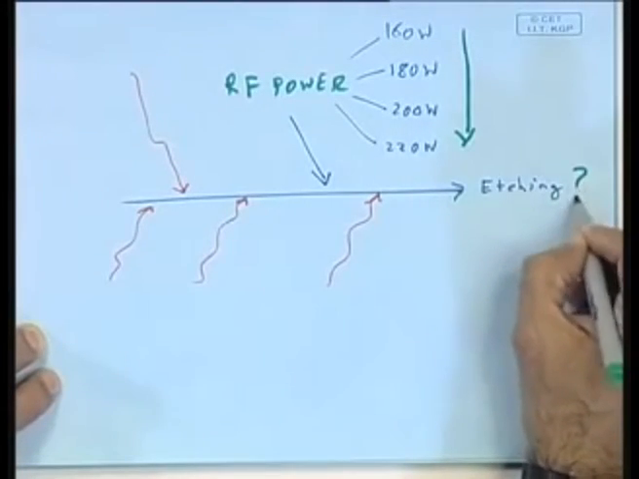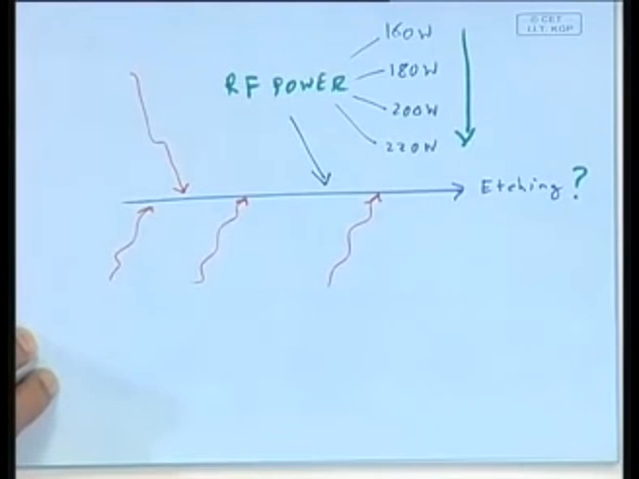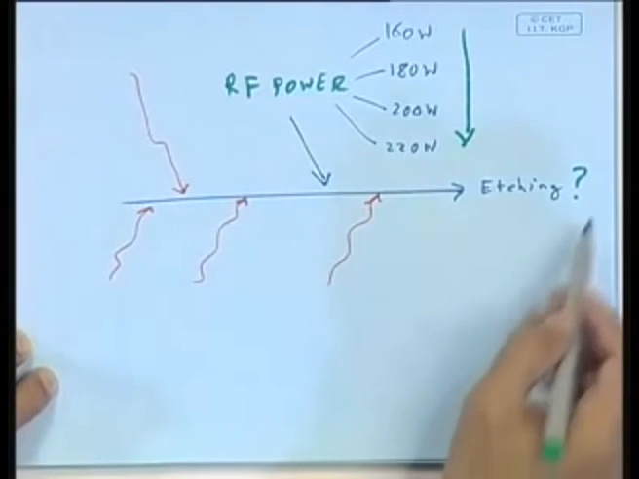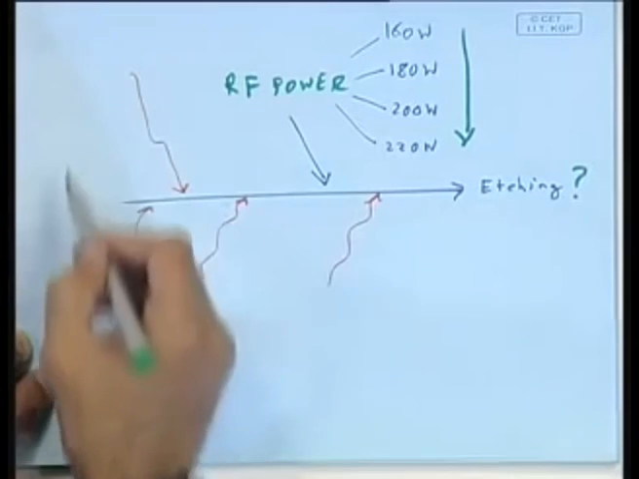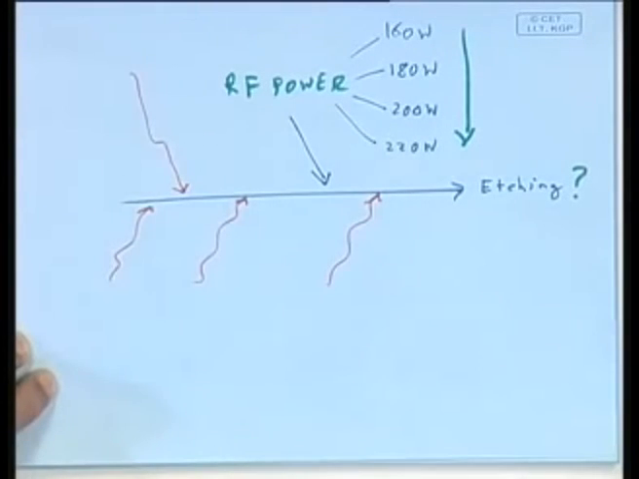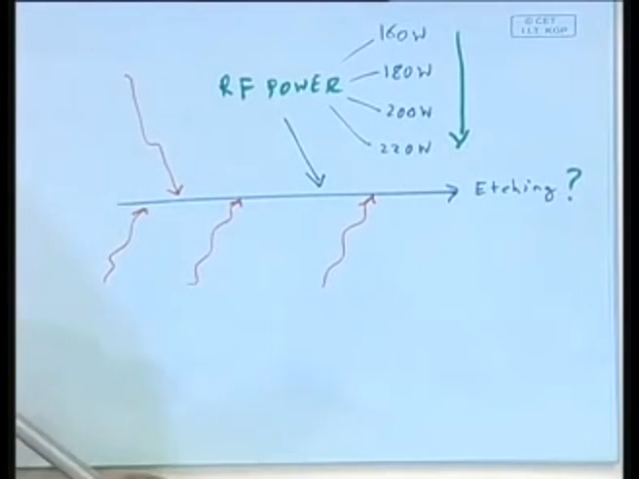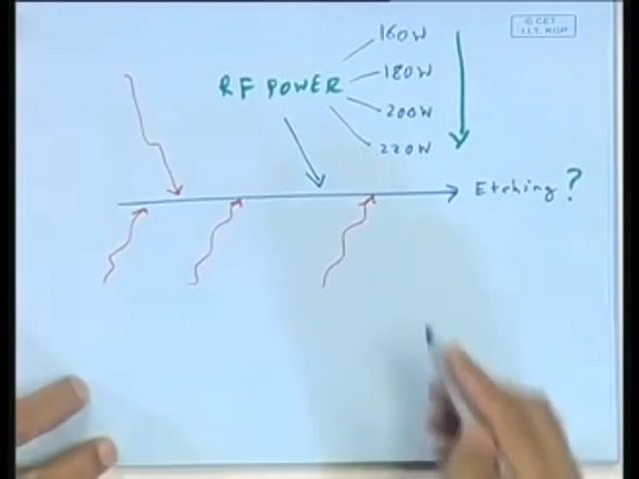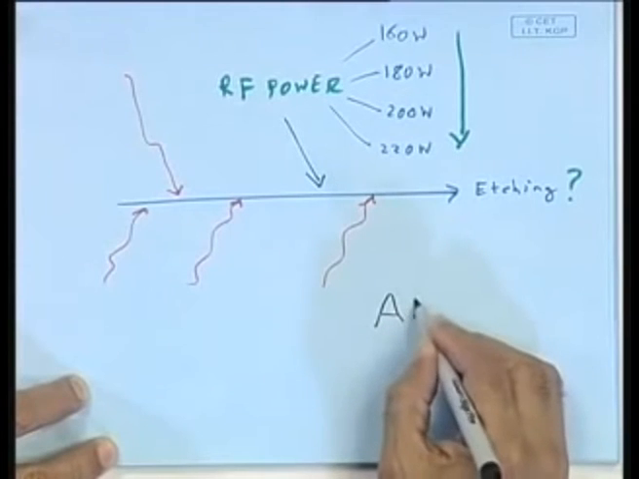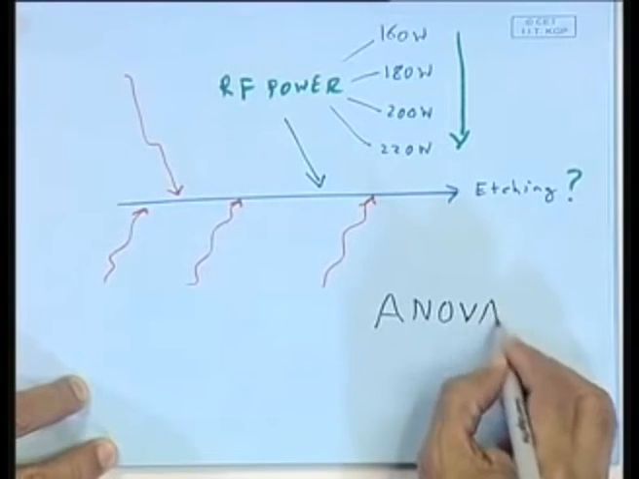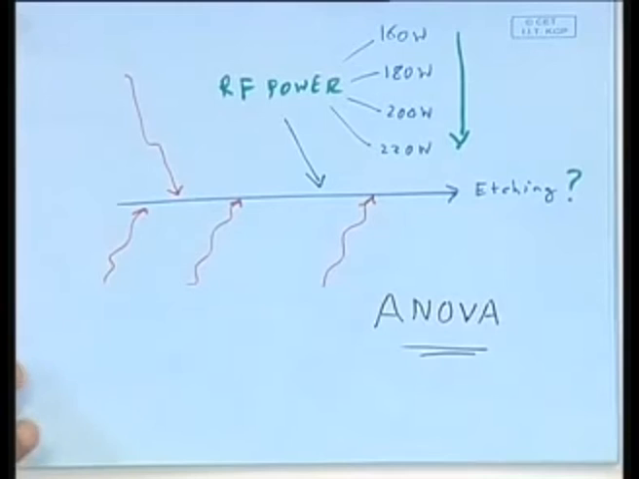Does that produce an effect on this? And I've got to find this out in the presence of noise. And like I said to you before, this technique is called ANOVA. The technique that allows you to do this is called ANOVA. So you can see this is a pretty powerful method.